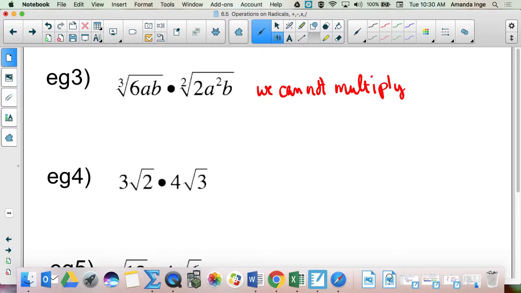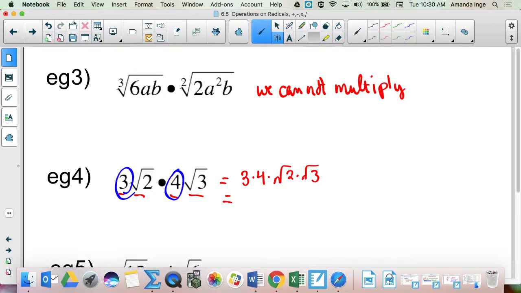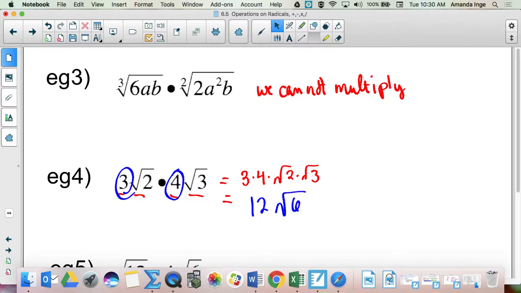But in this case, think about this. This is 3 times the square root of 2 times 4 times the square root of 3. Multiplication is commutative, because I could actually change the order of this and get 3 times 4 times the square root of 2 times the square root of 3, right? Nobody's going to write all that. But you can see where you're multiplying 3 times 4. You get 12, and then the square root of 6. Everybody good?